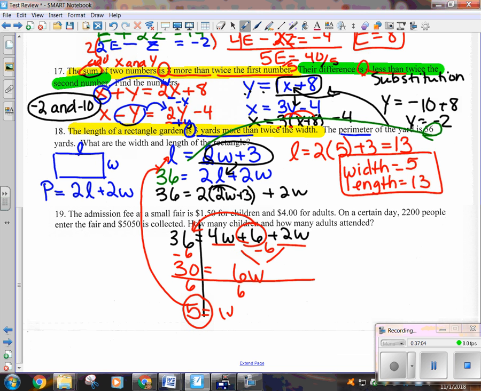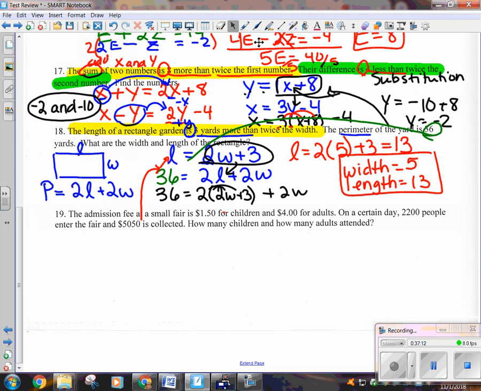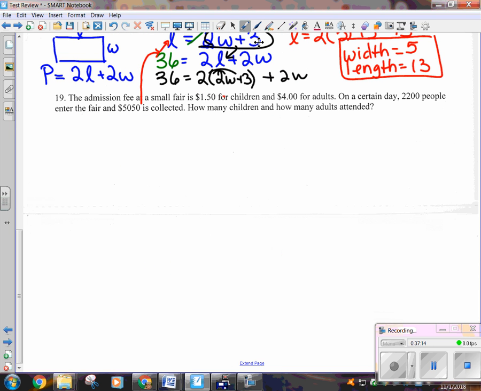Okay, just like the last problems, I needed more space, so I kind of just used it on down the page. But I'm going to erase. Again, the beauty of having a video, you can go back and pause it if you need to copy that down. The admission fee on a small fair is $1.50 for children, $4 for adults. On a certain day, 2,200 people enter the fair, and $5,050 is collected.